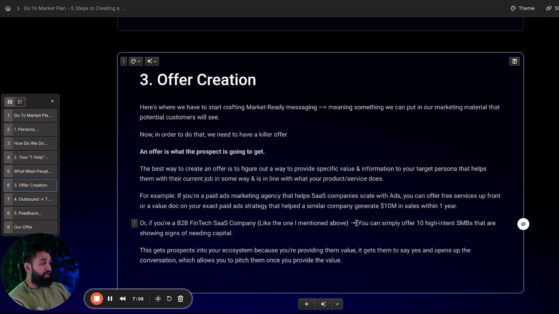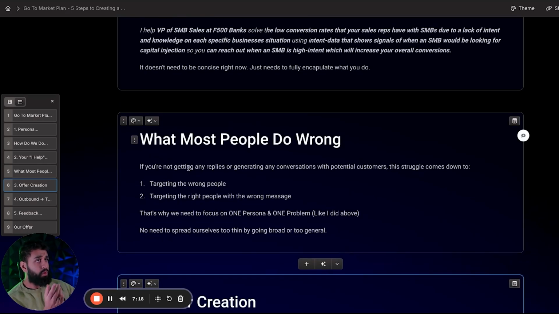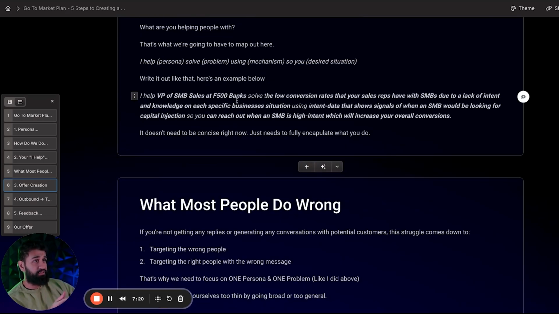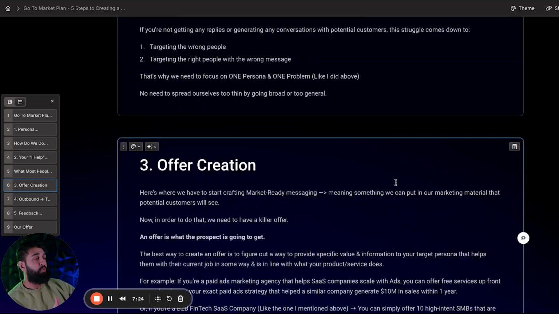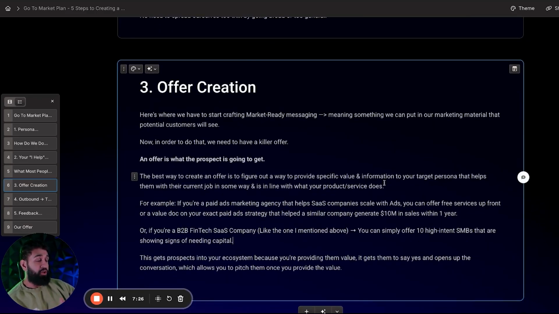So you would basically create a way to give value to the persona that you're targeting, to help them do the job that they have to do, that your software or your product actually helps, right? So in this example, we're helping VPs of SMB sales at Fortune 500 banks increase their conversion rates with SMBs with our intent data. So what's the offer? We can literally just give them 10 pieces of intent data, showing them goodwill, showing them, hey, this is an example of our intent data and it works, right?